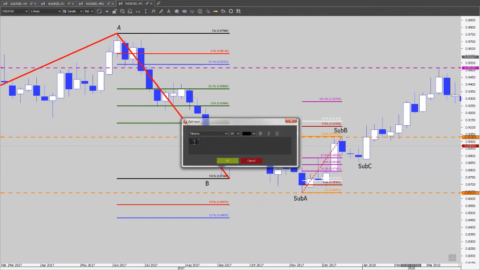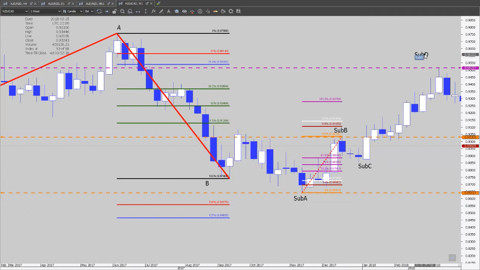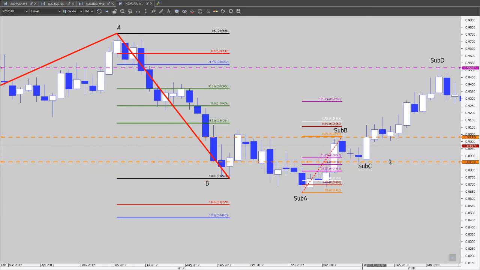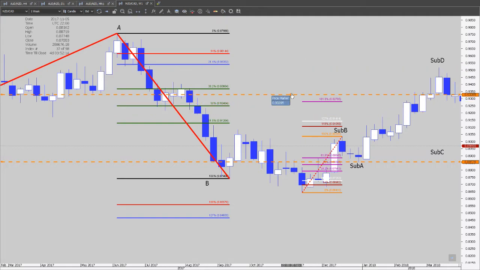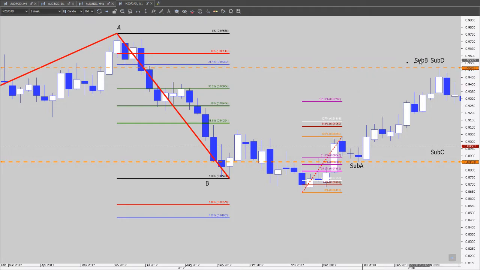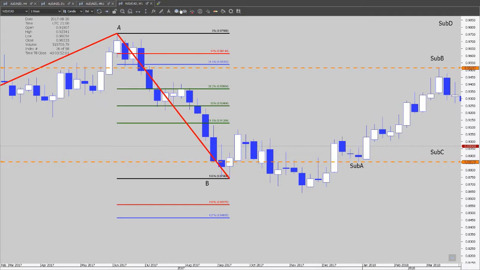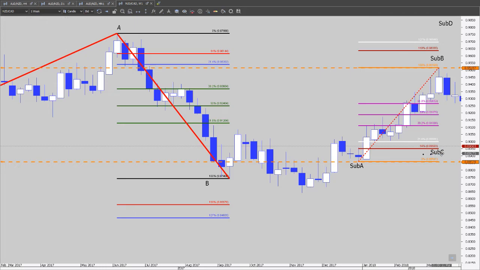So this is our sub D, this is our actual high, right? Now what we are going to do, always the same. We are going to move our sub A to the sub C, and we are going to delete the pink line. We are going to move our sub B to our sub D, right? The projected sub D is going to be somewhere up in here, and we are going to redraw our Contrarian Fibonacci, right? Sub A, sub B.